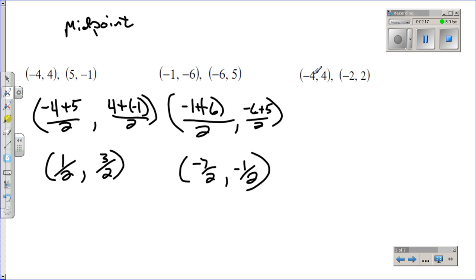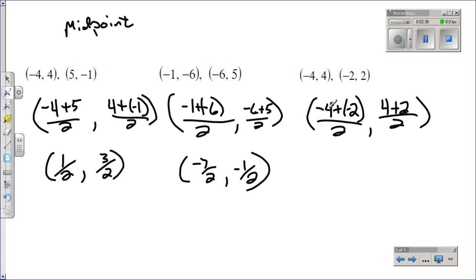Last one. Let's add these x's. -4 plus -2 divided by 2. Let's add our y's. 4 plus 2 divided by 2. Okay. -4 plus -2 is -6. -6 divided by 2 is -3. 4 plus 2 is 6. 6 divided by 2 is 3. So that's all there is to finding the midpoint.